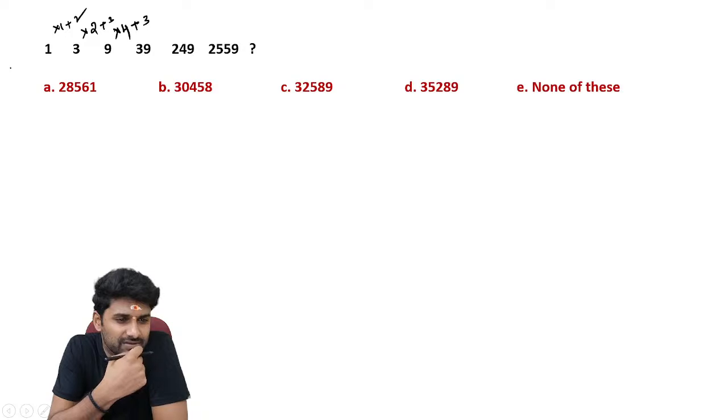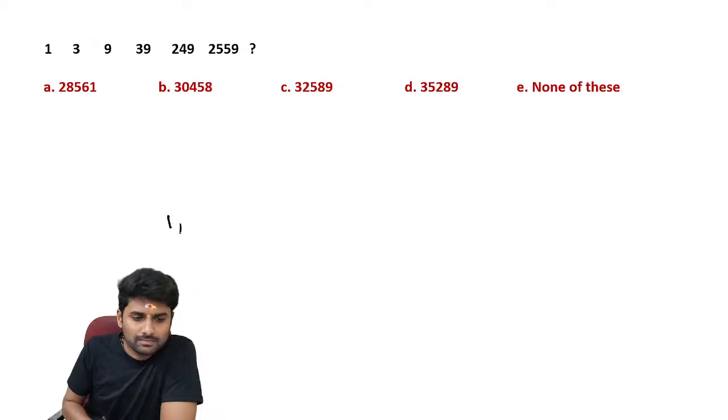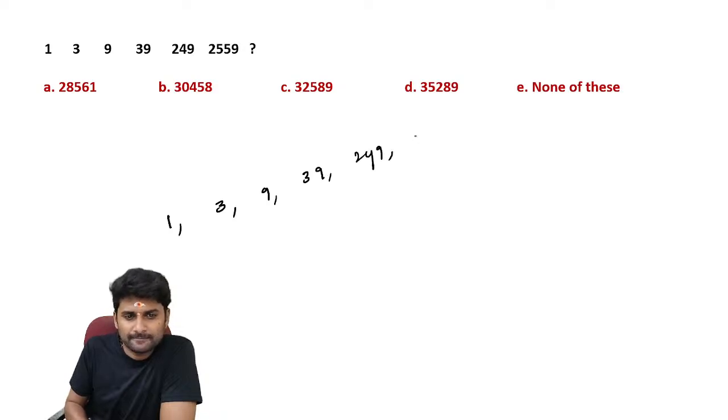It's not up to the second side. 1 into 1 plus 2 is 3. 3 into 2 is 6 plus 3. 9 into 4 is 36 plus 3. It's not in a sequence. 249, 2559.